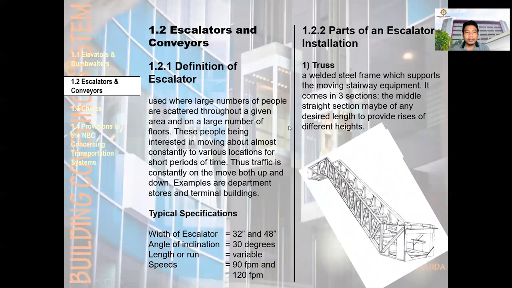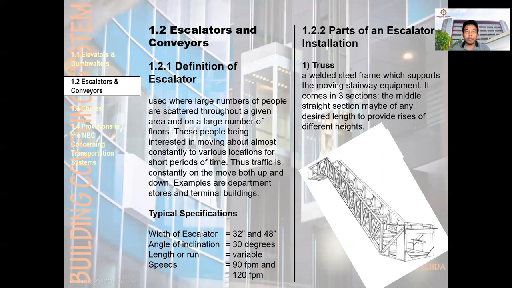Okay. So next we have escalators and conveyors. For the definition, it is used where a large number of people are scattered throughout a given area and on a large number of floors. These people are interested in moving about almost constantly to various locations for short periods of time. Thus traffic is constantly on the move, both up and down. Examples are department stores, terminals, airports.